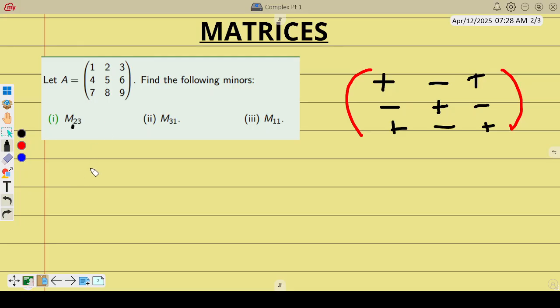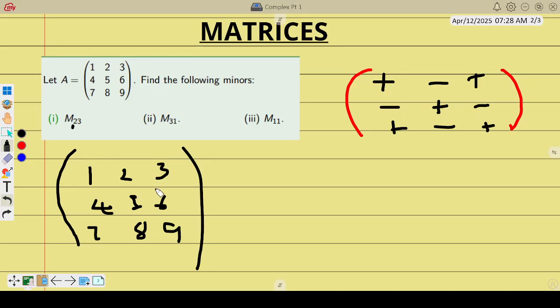So now how do we find this? Well, let us write the matrix, 1, 2, 3, 4, 5, 6, 7, 8, 9.